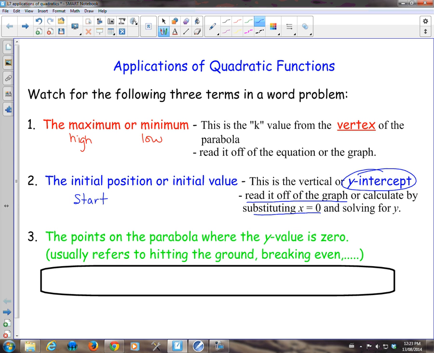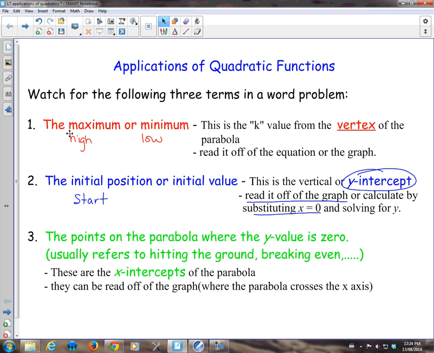Last one. When you're reading a word problem and it talks about something hitting the ground or breaking even, this is where the y value is 0. These are special points called the x-intercepts. And x-intercepts are kind of the opposite of y-intercepts. The x-intercepts are where the parabola crosses the x-axis. So those are 3 key things you're going to look for in your word problem. Maximum or minimum is the vertex. Initial position or initial value is the y-intercept. And something hitting the ground or breaking even are the x-intercepts.